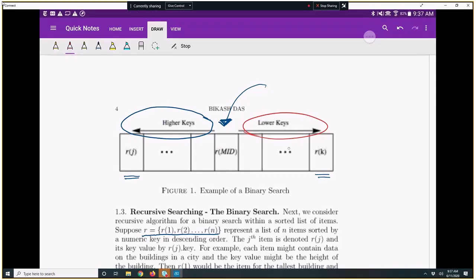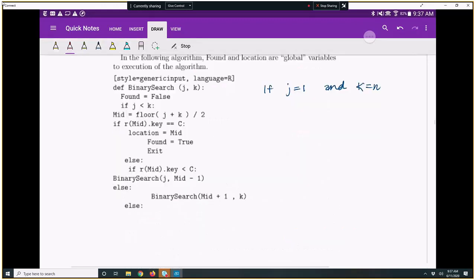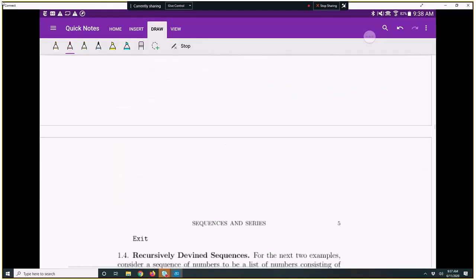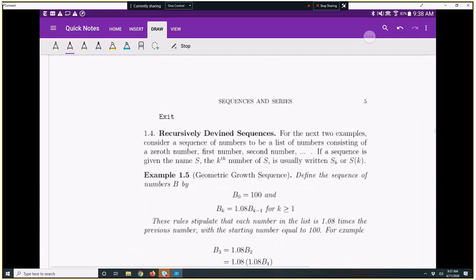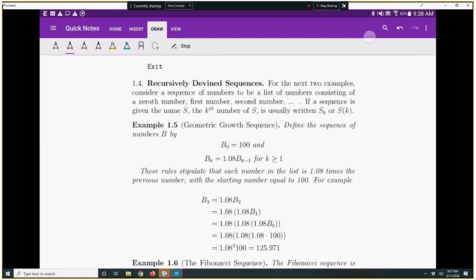we're again going to chop half of the data in half and ask the same question. Now, if we're in the middle here, is the value we're looking for here, or is the value we're looking for here? So that's an example of how we're using recursive thinking in computing. The next two examples will be of recursively defined sequences.